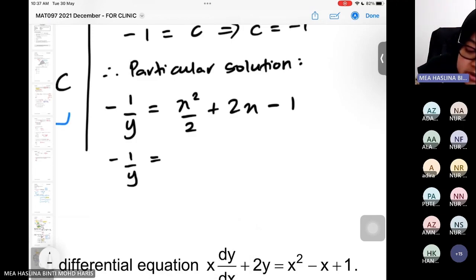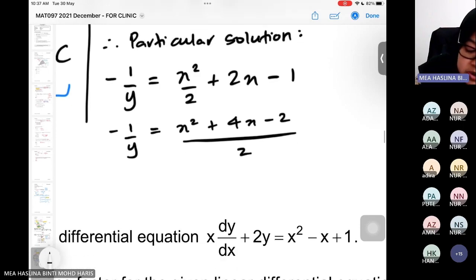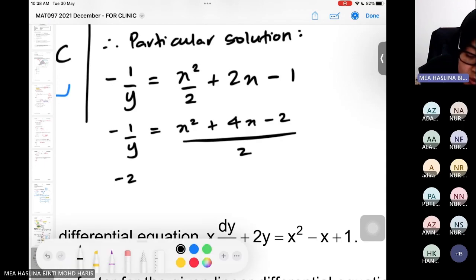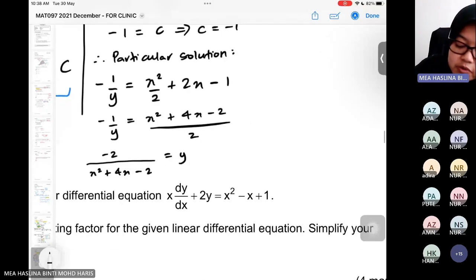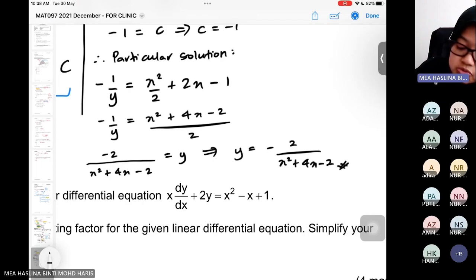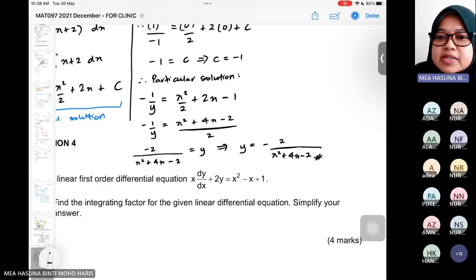Negative 1 over y equals x squared plus 4x minus 2 over 2. So you will have negative 2 over x squared plus 4x minus 2 equals y. Usually we put y on the left, so y equals negative 2 over x squared plus 4x minus 2. Okay, good, everyone? Okay, thank you, Hanis.